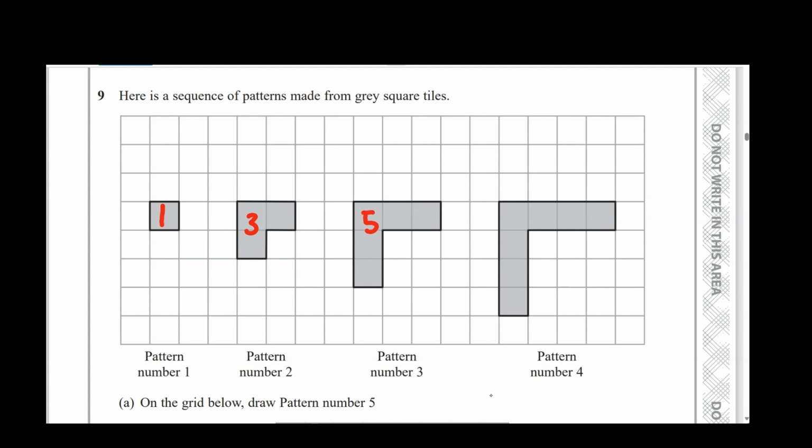You can kind of see the pattern here. We've got 7 blocks next. 1, 2, 3, 4, 5, 6, 7. So you can see counting in odd numbers. So 1, 3, 5, 7. So we can expect the next one is going to have 9. And you can kind of see we're adding on 1 going down and 1 going across every time.